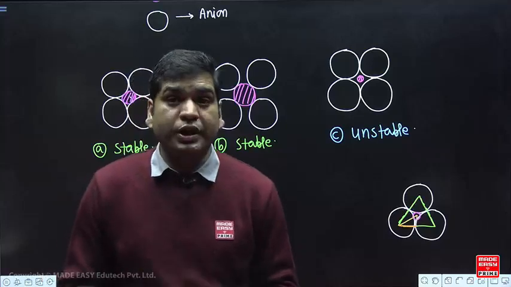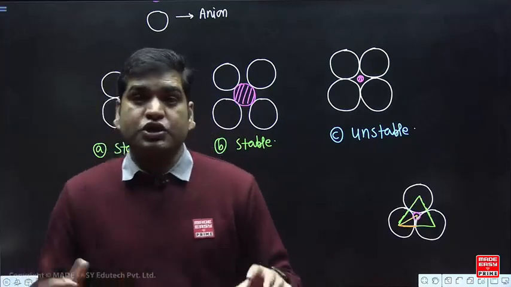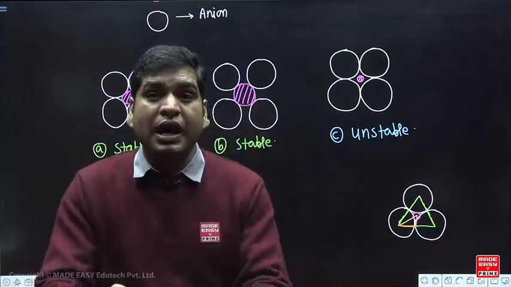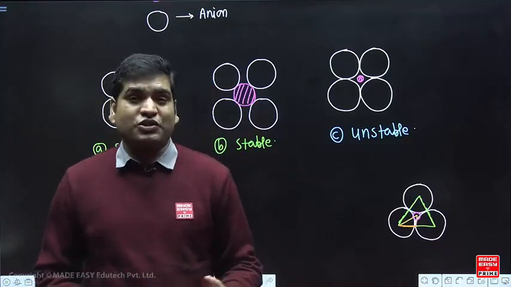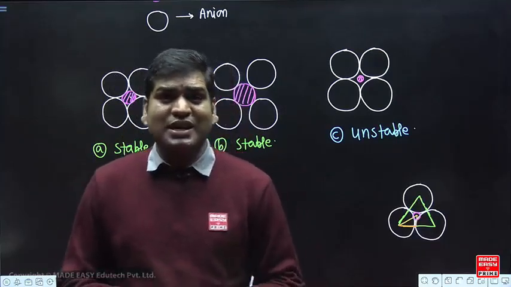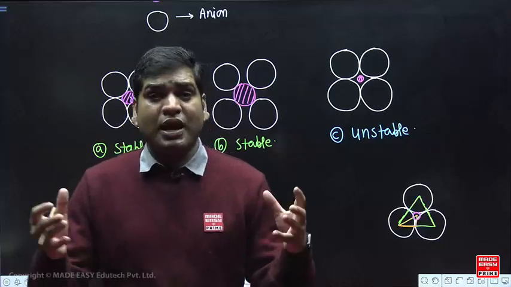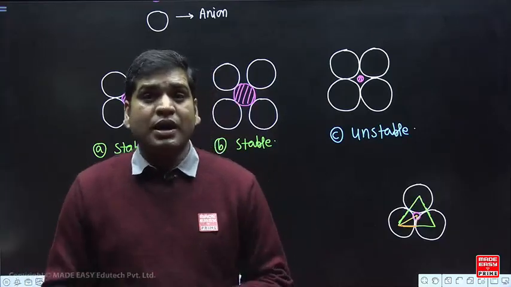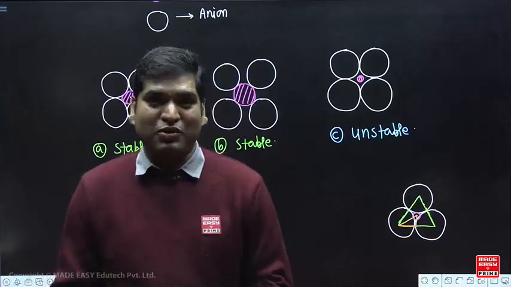स्टेबल स्ट्रक्चर होने के लिए किसी कैटायन के चारों तरफ जितने एनायन हैं वो उस कैटायन के साथ डायरेक्ट टच में होंगे, तभी स्ट्रक्चर स्टेबल होगा. Then only you can say that the bond has been formed and attraction is stronger and that has been able to bring the anion closer to the cation to make the bond.